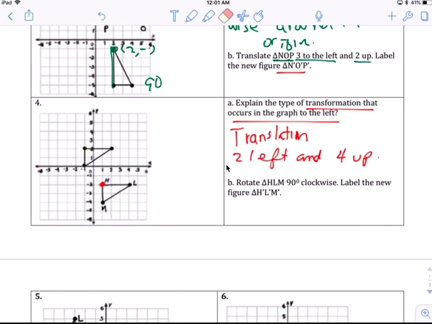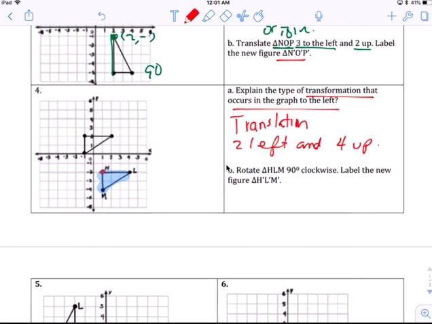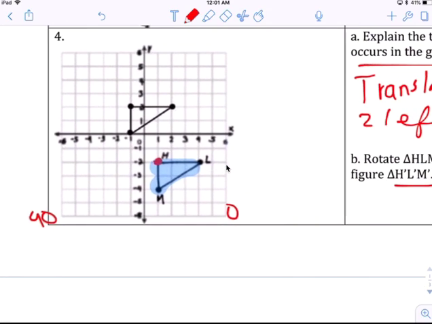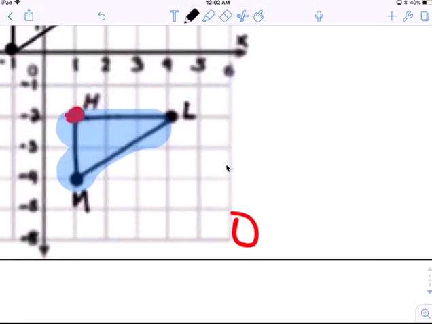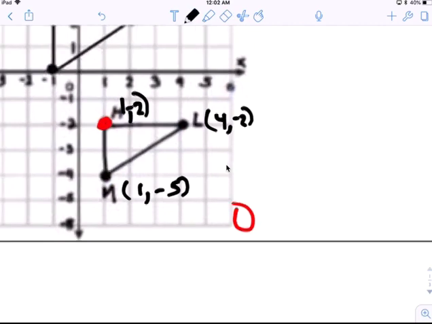Okay, rotate HLM 90 degrees clockwise, right here. Label the new figure H prime, L prime, M prime. Okay, 90 degrees. We know the numbers switch. Now on your test, I'm going to ask you to write all the coordinates here. 4, -2, 1, -5. Okay, 1, -2. All right.